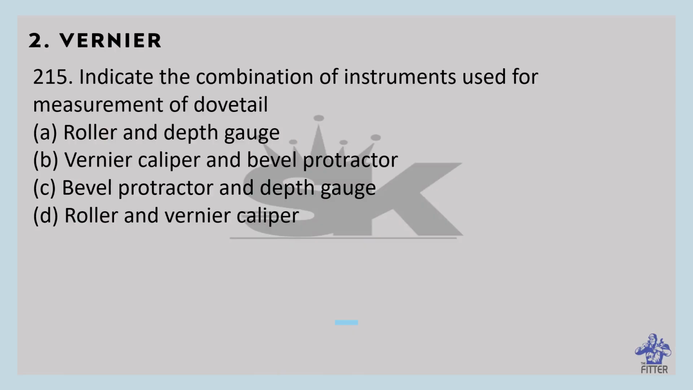Indicate the combination of instruments used for measurement of dovetail. That is option D, roller and vernier caliper. There are situations where measurement of a component cannot be taken directly, right? So the combination of instruments used for measurement of dovetail is roller and vernier caliper.